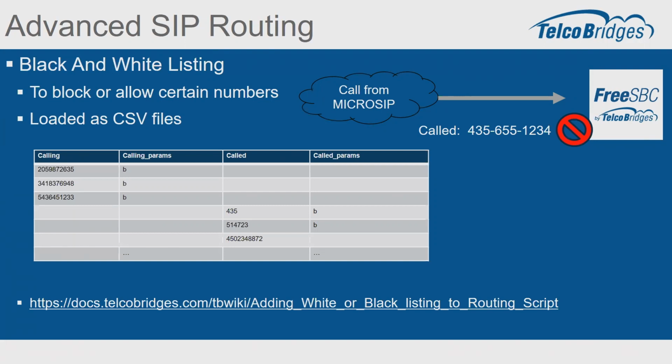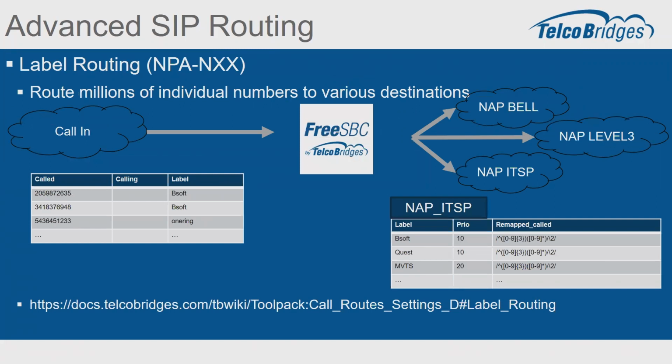Interesting. So talk maybe a little bit about label routing. Yeah, so label routing is when you have a million numbers. You have millions of numbers which can route to various destinations. Each one of them cannot be created as regular expressions because they each have a different possible destination. So you can create label routing.